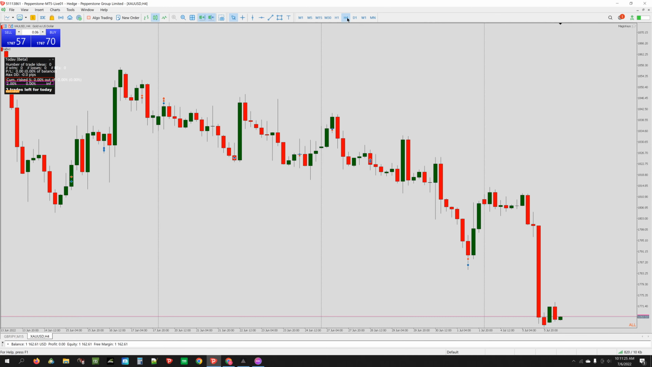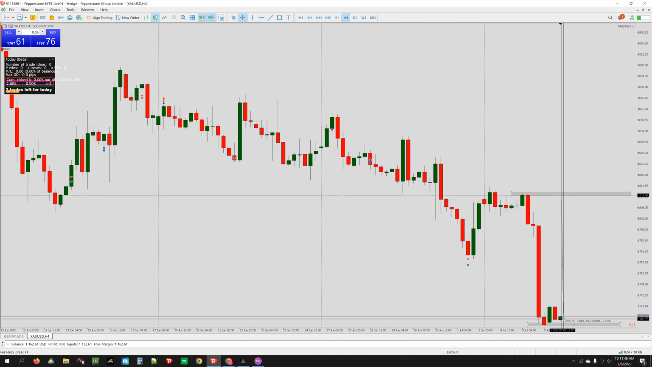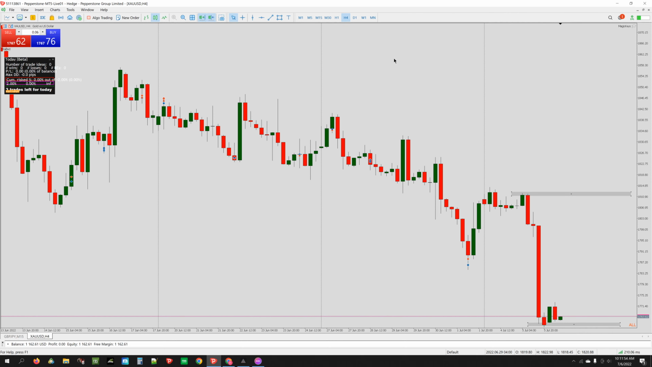If we look at H4, we have our resistance at the 1811 area and support at 1764. We will draw these support levels. So these are two areas, and the whole range between these two areas is around 450 pips.